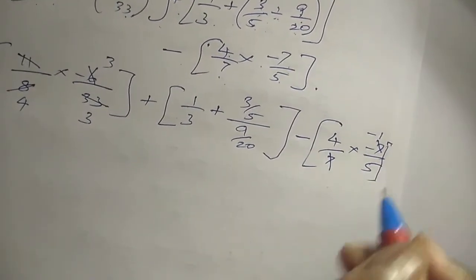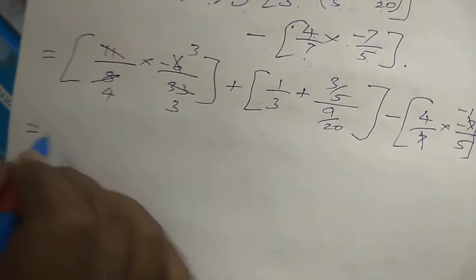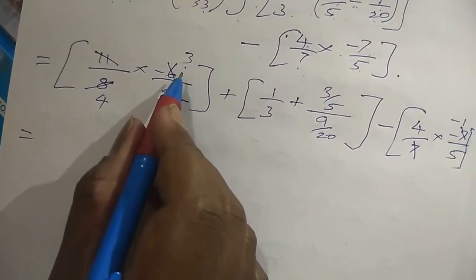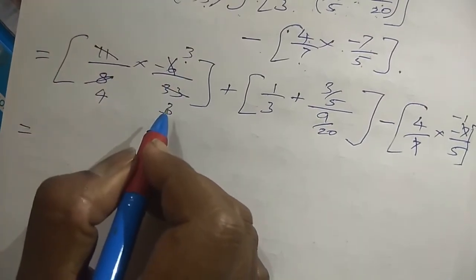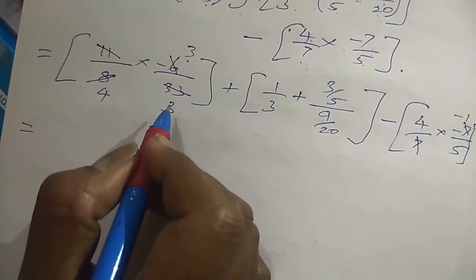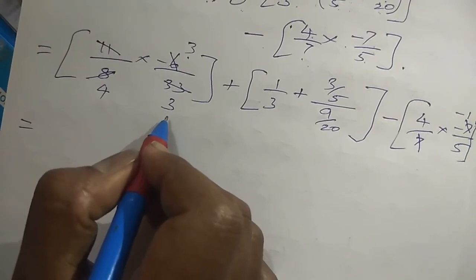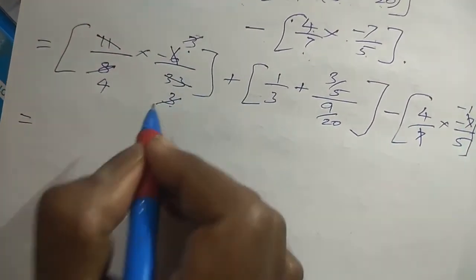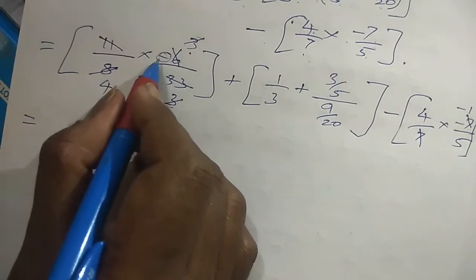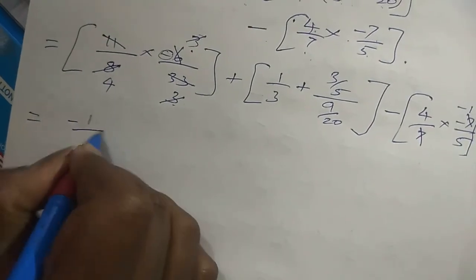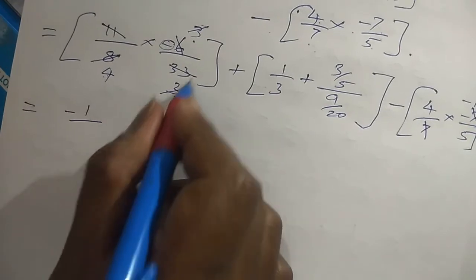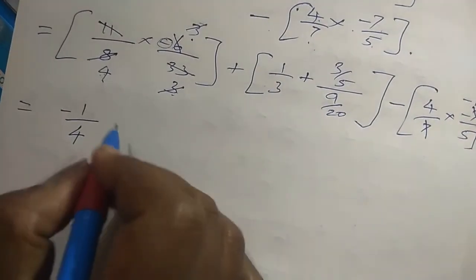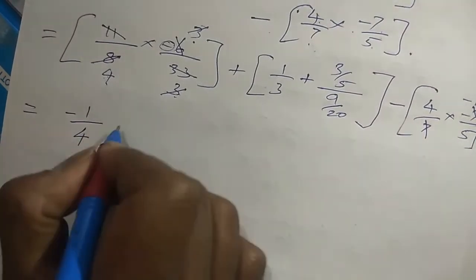Okay, so we go for the next one. Here it is 3, here is also 3, so we cancel this 3 and 3. Here it is a negative inside, so the answer for the first bracket is minus 1 by, nothing is in the denominator, only the 4 is remaining, so it is minus 1 by 4.